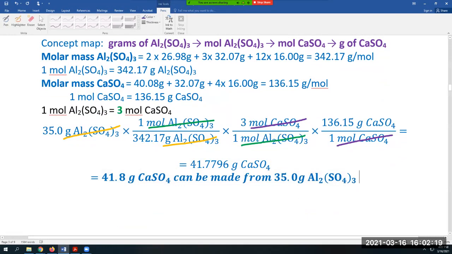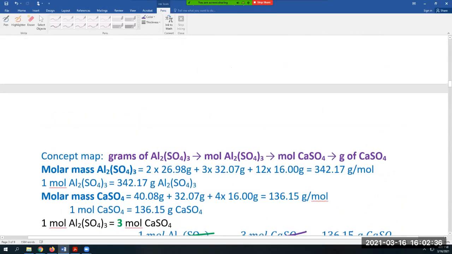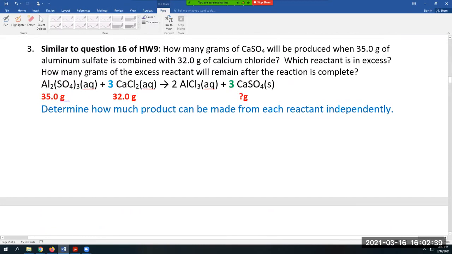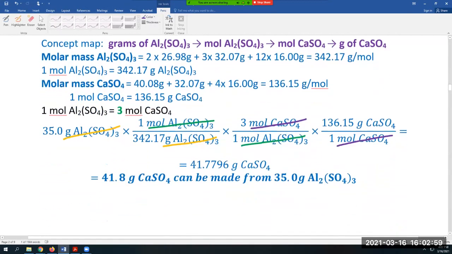So that determines the amount of calcium sulfate that can be made from this first reactant, assuming, of course, that you have enough of the other reactant. We don't know yet which one is limiting. So now we want to do the other calculation, right? Because we've determined the mass of calcium sulfate from these 35 grams of aluminum sulfate, the next step is to do the same thing, but starting from the 32 grams of calcium chloride, and see which one will lead to less product. So let's move on then to the other one.